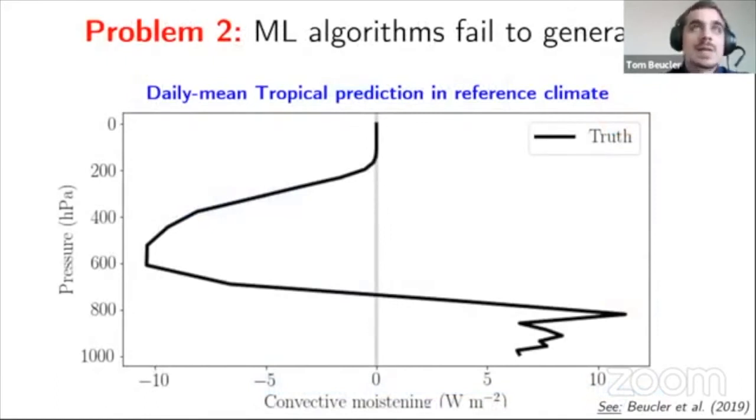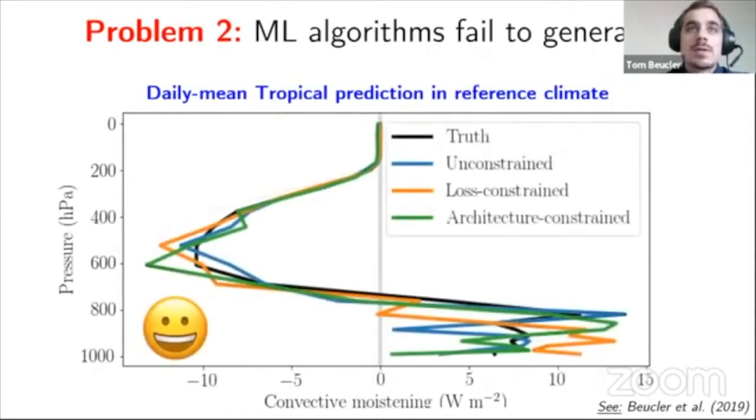Now, a second problem is that machine learning algorithms typically fail to generalize to out-of-sample climates or out-of-sample atmospheric regimes. So here, I'm taking a daily mean tropical profile from a reference climate, and I'm trying to predict the convective moistening, which is how water vapor is redistributed in the vertical by convection in clouds. In black is the truth, and here are the predictions from different neural networks. In blue are brute force neural networks, and other networks that were engineered to this time conserve mass and energy. They all perform well on the reference climate.